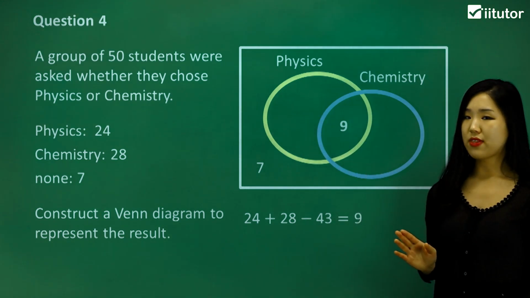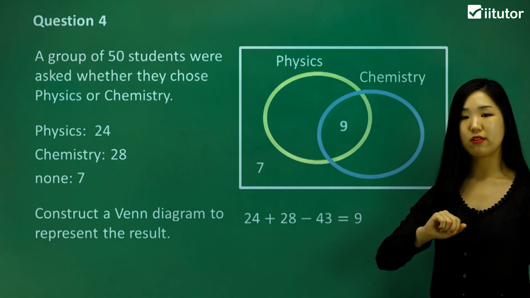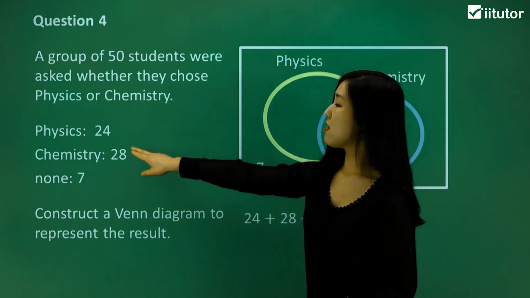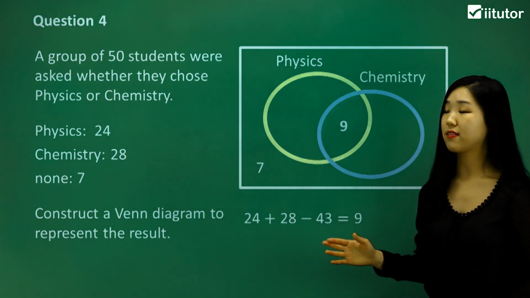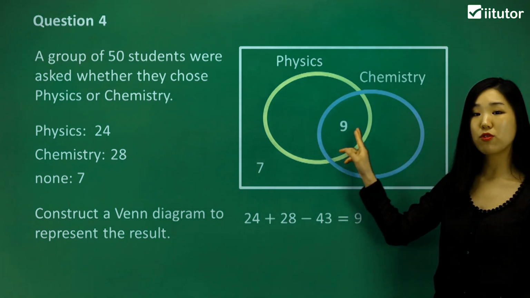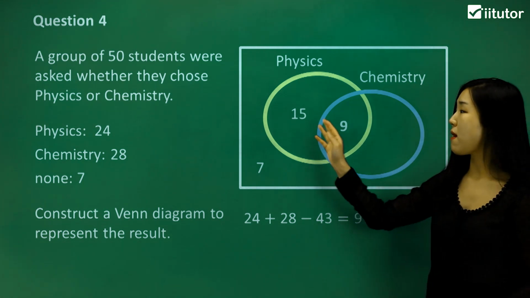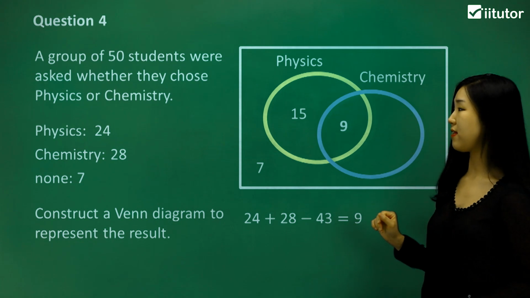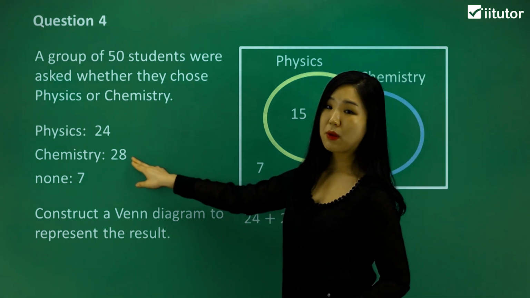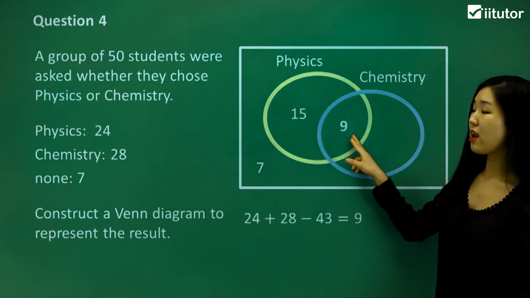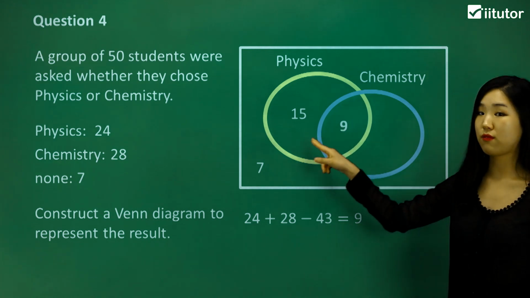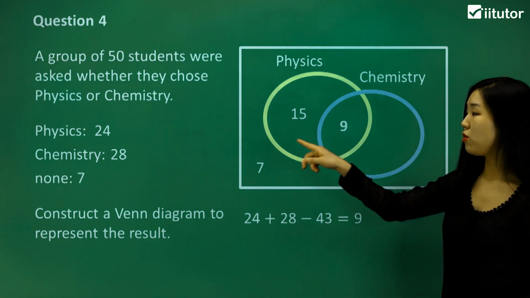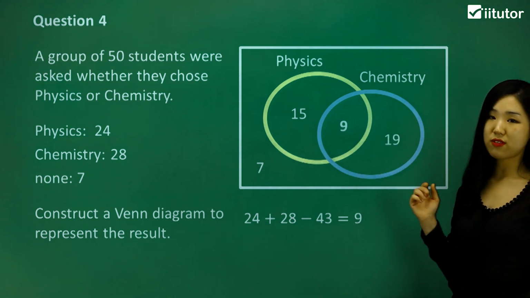So now that we've got that, we can figure out how much goes in this empty space here for only physics. If there's 24 students doing physics, and 9 of them do chemistry as well, then 24 minus the 9 would be 15. Those are the people who just do physics, only physics. And look guys, 28 people do chemistry, but we know that out of 28, 9 of them also do physics. So to find the category for only chemistry, we'll do 28 minus the 9, which gives us 19.